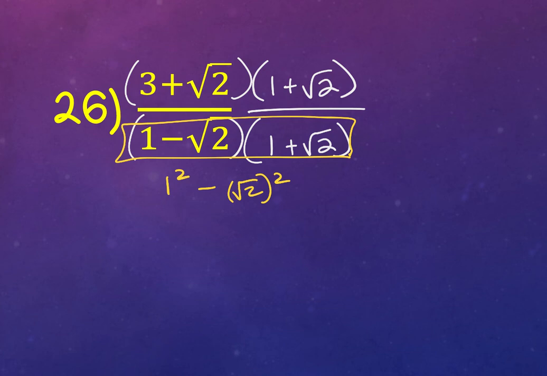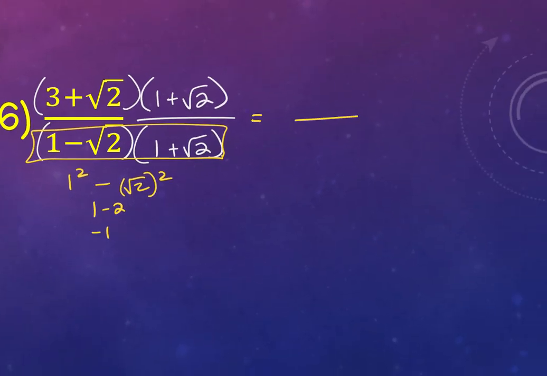So this isn't a square. This isn't 1 minus square root 2 squared, right? You can't do that. This is 1 minus root 2 times 1 plus root 2. When you multiply by the opposite, you can use the shortcut. Not if it's squared. And if it confuses you, FOIL it out. So this becomes 1 minus 2, which is negative 1. The denominator here would be negative 1.